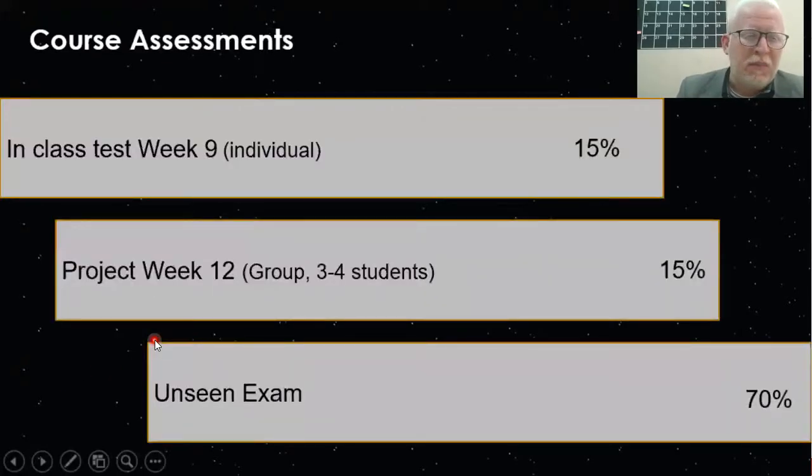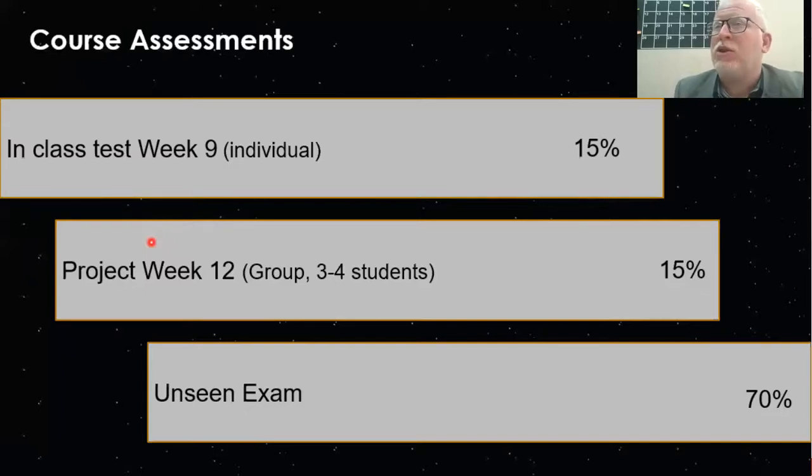Okay, we have 3 types of assessment. As usual, we have an in-class test, which is scheduled to be in week 9. We have the project, which will be submitted in week 12. And we have, of course, the unseen exam, which is 60%, 70% weighted, at the end of the semester, inshallah.